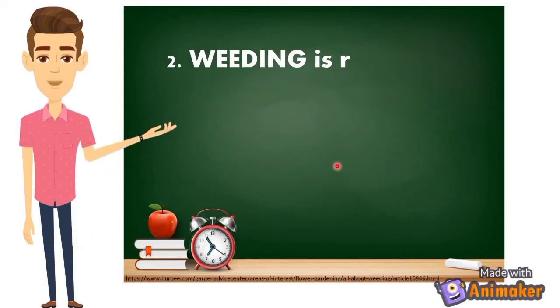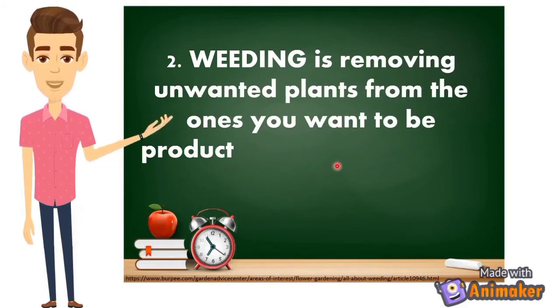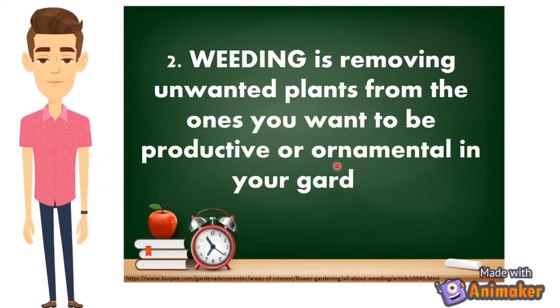Next one is weeding. So weeding is removing unwanted plants from the ones you want to be productive or ornamental in your garden. So take note, ito ay yung Tagalog na pagdadamo. So kailangan kasi natin tanggalin yung mga damo sa pagitan or sa tabi ng ating halaman para at least hindi siya naaagawan ng nutrients. So once kasi na tumaas ang damo, possible na mag-agawan sila ng nutrients, possible na mas lumaki pa yung damo kaysa dun sa iyong magiging halaman. So that's why we need to apply weeding.